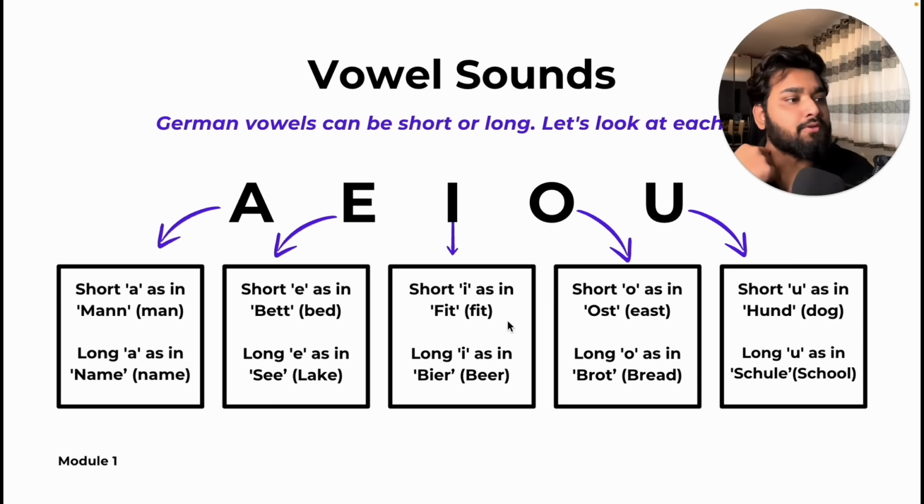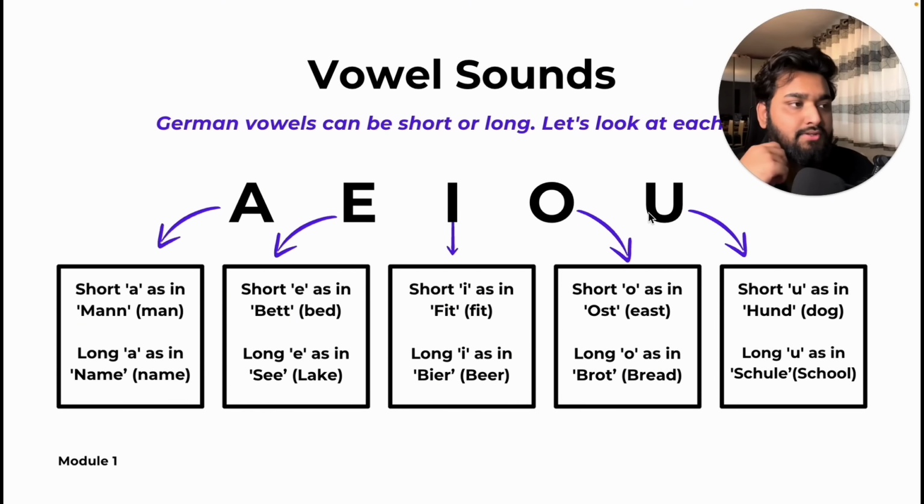Similarly it also goes with O. Short O as in Ost. You just say Ost. You don't have to give any kind of pressure. But long O as in Brot. Brot. In this case, you have to say the O for a longer time. Ost is the short O. Brot is the long O. Brot means bread and Ost means east.